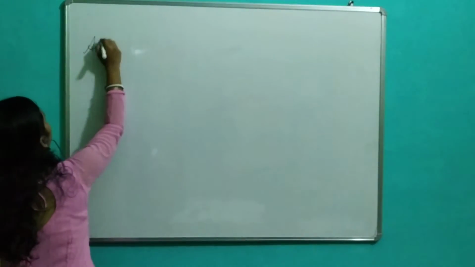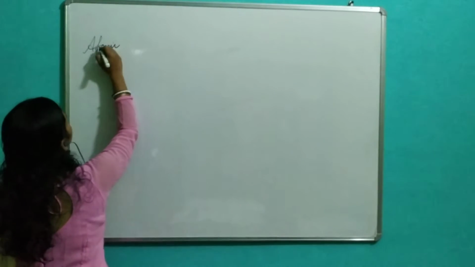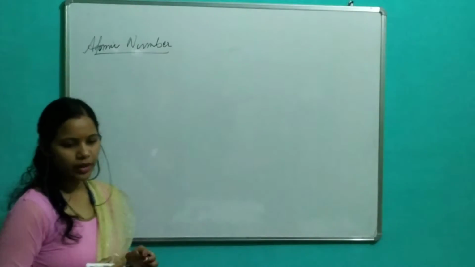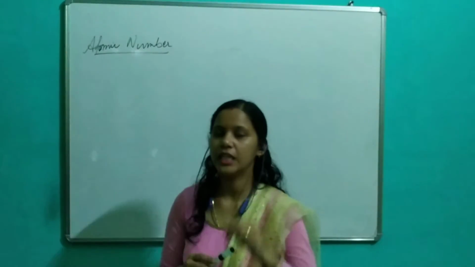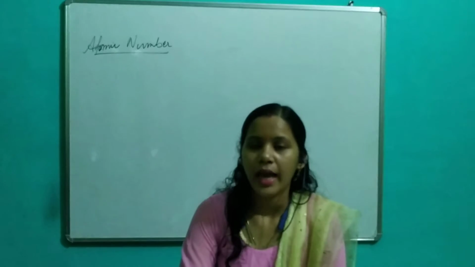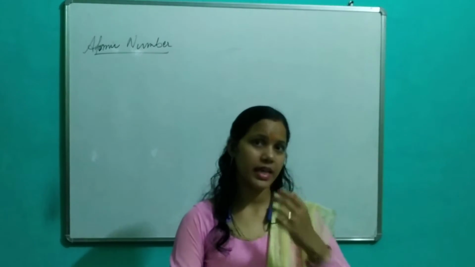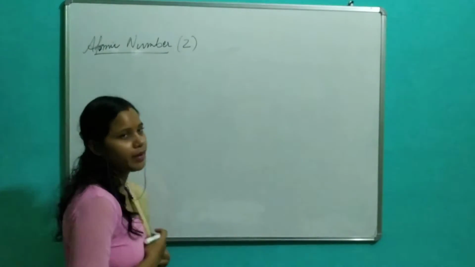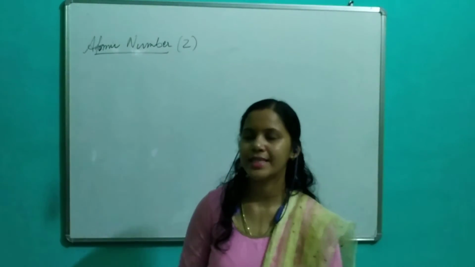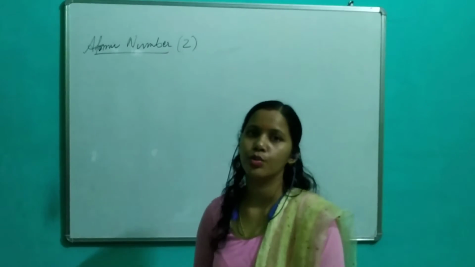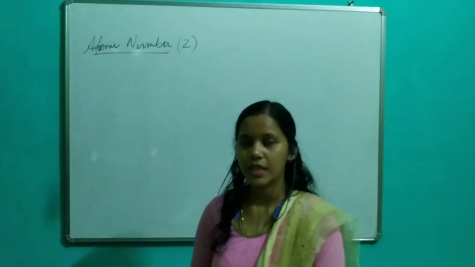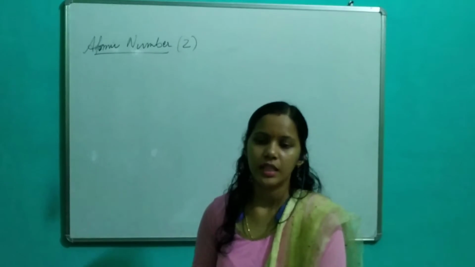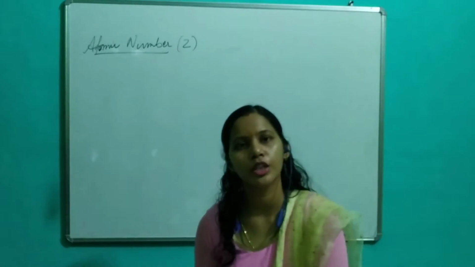So, what is an atomic number? Very quickly we will discuss this. In 1913, Moseley introduced an atomic parameter known as the atomic number, designated by Z. According to him, the atomic number is equal to the charge on the nucleus, the nuclear charge.